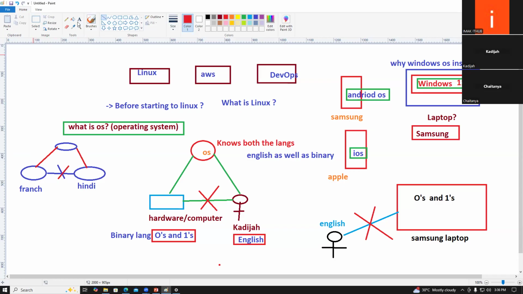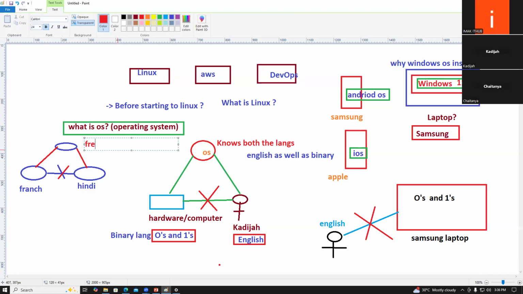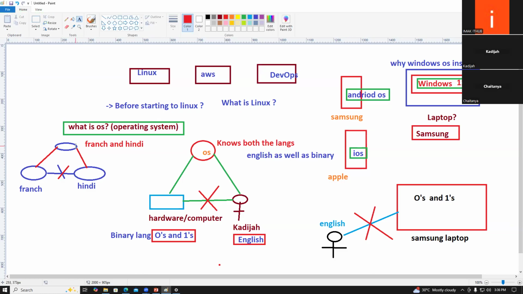So for example, Chaitanya knows both the languages, French and Hindi. Whatever I am saying to Chaitanya, he translates it and conveys it to you in French language. The same way, whatever you are trying to convey to me, you can inform Chaitanya, Chaitanya translates from French to Hindi, and he will convey it to me. Right?